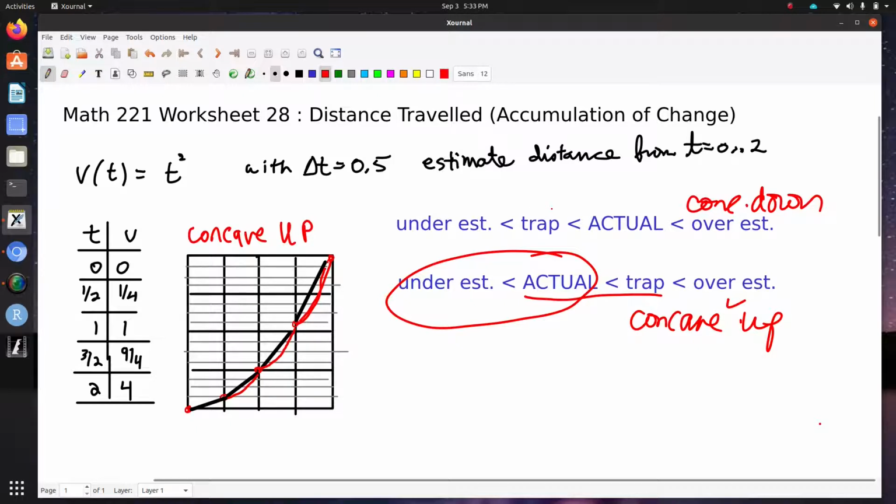The trapezoid is still probably a better deal, okay? But you don't get the trapezoid. It's just for comparison purposes. It's a thought experiment, okay?